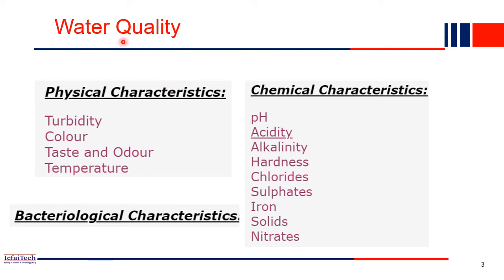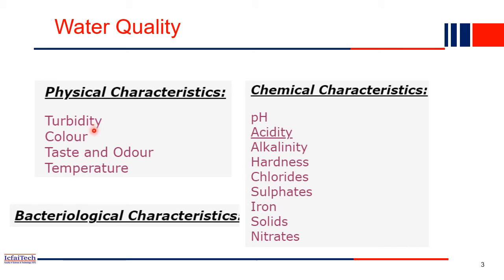So water quality can be broadly classified into three categories: physical characteristics, chemical characteristics, as well as bacteriological characteristics. So what are physical characteristics? Physical characteristics are things like turbidity, color, taste and odor, and temperature. These are all physical properties, because we can see all these things physically. Turbidity means how many solid particles are present in the water.